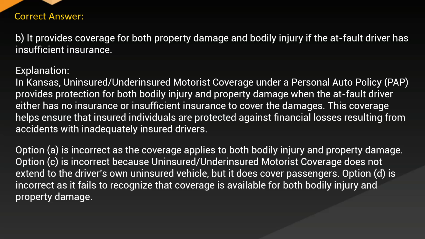Option A is incorrect as the coverage applies to both bodily injury and property damage. Option C is incorrect because uninsured and underinsured motorist coverage does not extend to the driver's own uninsured vehicle, but it does cover passengers. Option D is incorrect as it fails to recognize that coverage is available for both bodily injury and property damage.